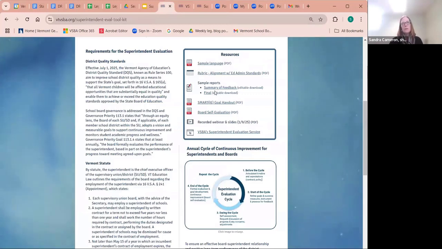Here's some sample reports. When you click in there, you'll see there's a structure to the report and some prompts for you to fill things in if you decide to use that. The summary report would be really summarizing all the information that came back, and then that final evaluation report is much more succinct, and that's what the superintendent and the board chair would sign off on.